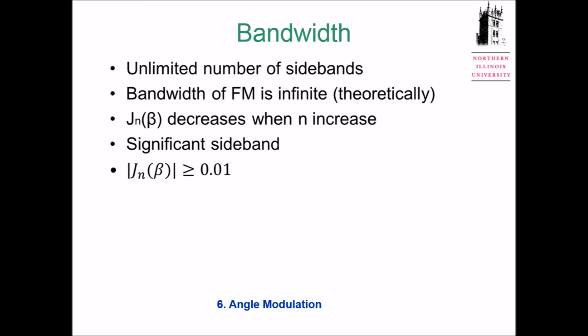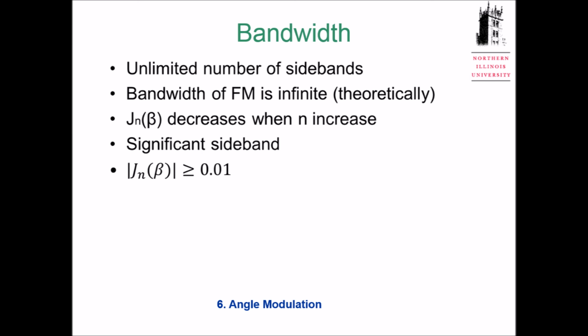We know wideband FM has unlimited bandwidth actually, right? So you have unlimited sidebands for wideband FM, just maybe some sidebands are very, very small, very non-significant. Theoretically, the bandwidth of FM is infinity, really wide. And the Bessel function, similar to the sinc function, decreases when n increases. So significant sideband is the most accurate way we define the bandwidth of FM signal.